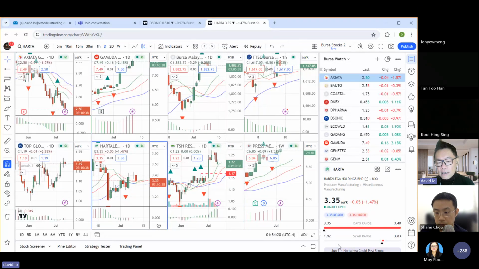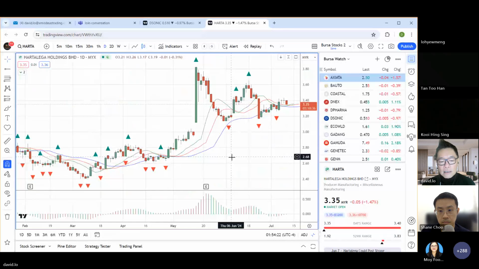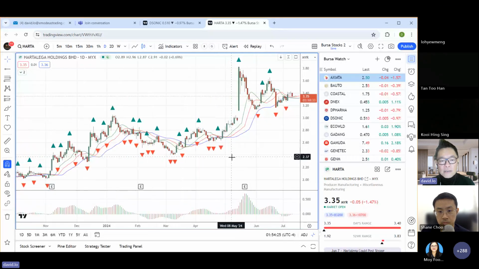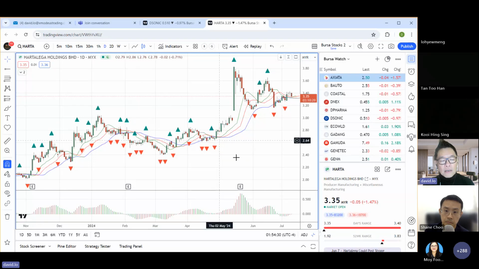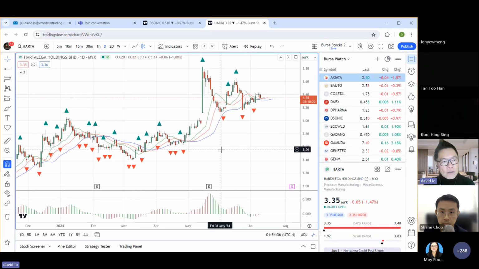But if you see another extremely liquid stock, let me take Hartalega. So this is a daily chart. You see the chart patterns are a bit different. It's more classical, right? Because it's got deeper liquidity. So I hope that gives you a view of that particular stock TSH.